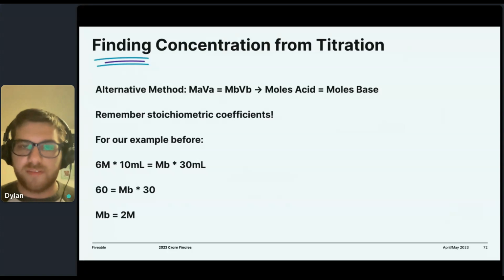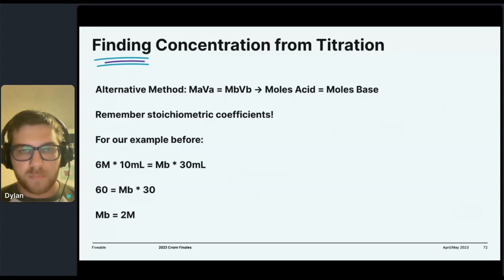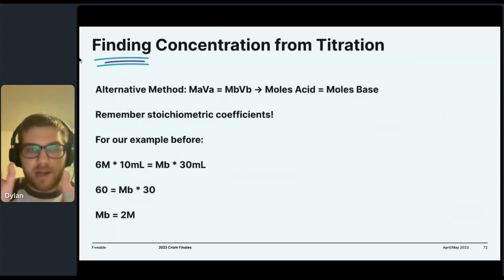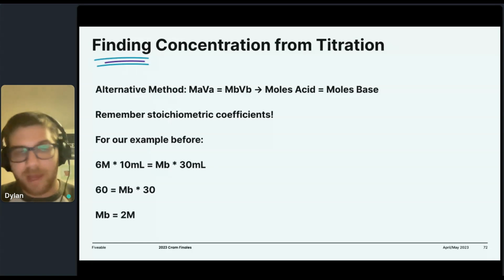So there is actually an alternative method, and that's to use this formula called MAVA equals MBVB, right? All this is just, again, saying the moles of acid equals the moles of base. It's important to remember our stoichiometric coefficients, though. So technically, there should be little constants in front of both sides of that equation that tell us how many moles of A we have for moles of B. I don't think there's an example of that in here, but it's just adding a constant to the front, and you'll know when to do it.